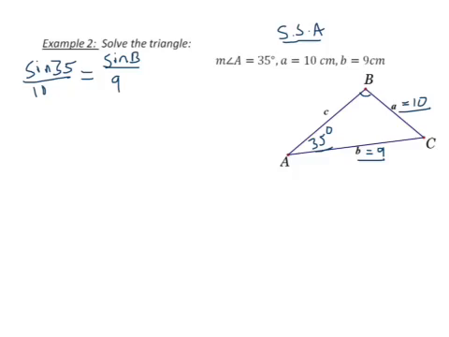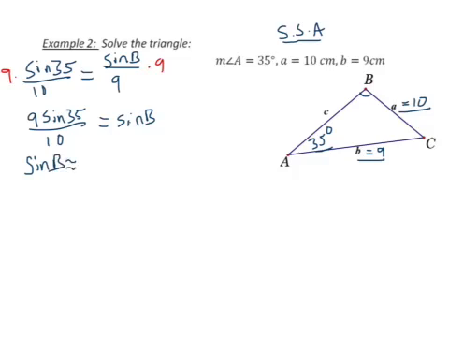Alright, now we want to get the sine of B all by itself, so let's multiply by 9 on both sides here. And that will give us 9 times the sine of 35 all over 10 equals the sine of B. Going to our calculator and plugging in 9 sine 35 over 10, we find out that the sine of B is about 0.5162.